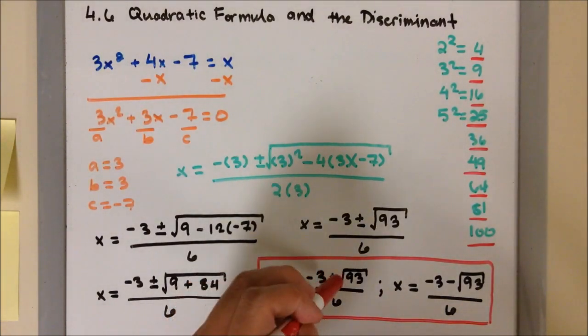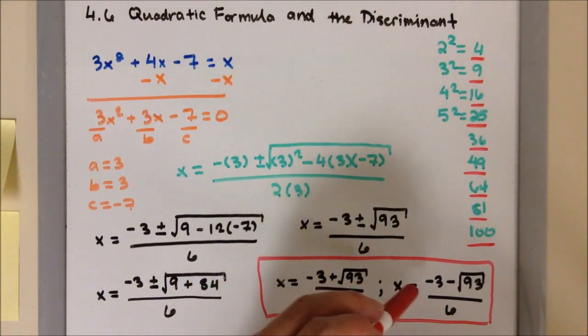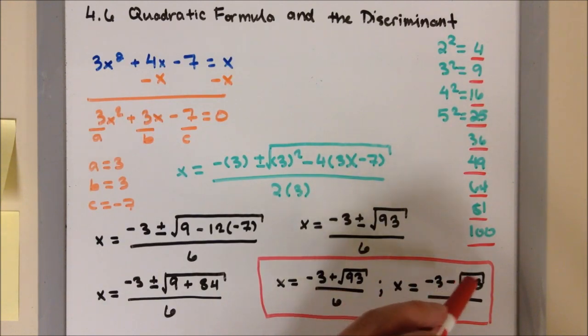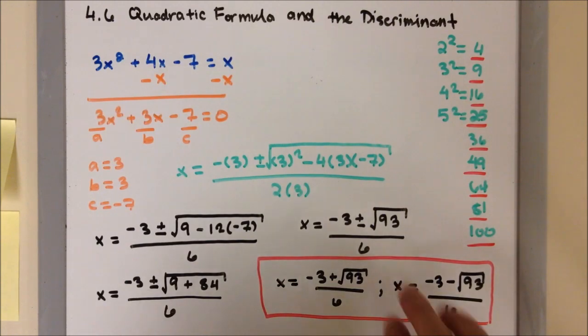So negative 3 plus the square root of 93 over 6, and negative 3 minus the square root of 93 over 6. Those are your two answers. Again, this is the one where we could not simplify the square root.